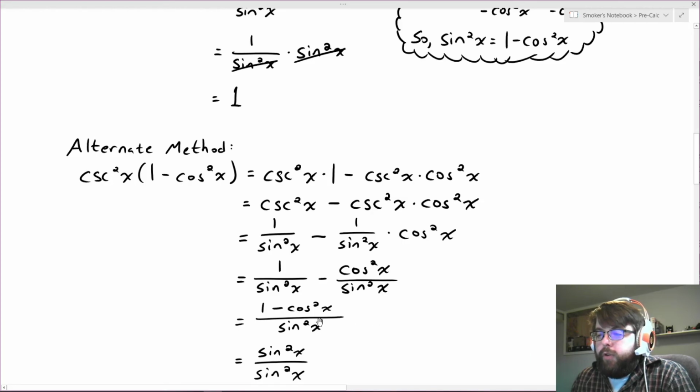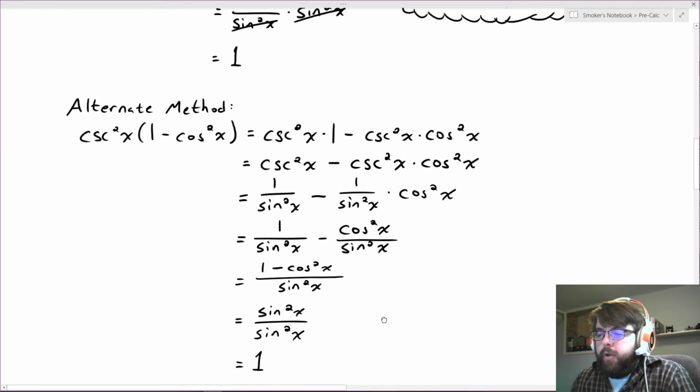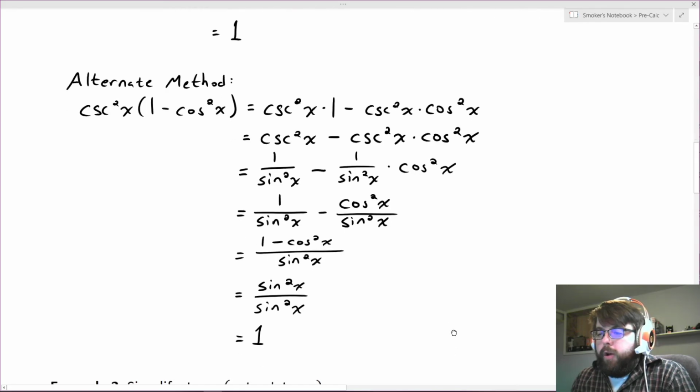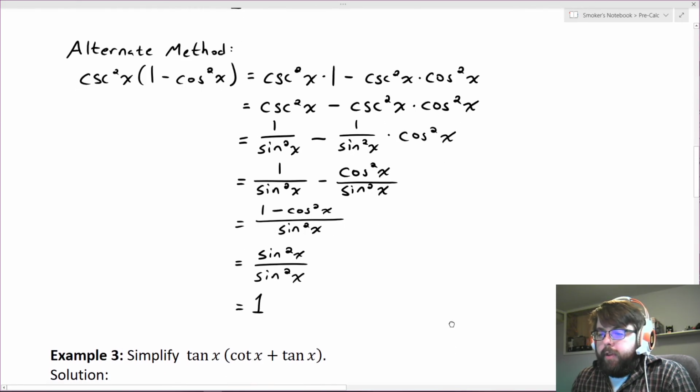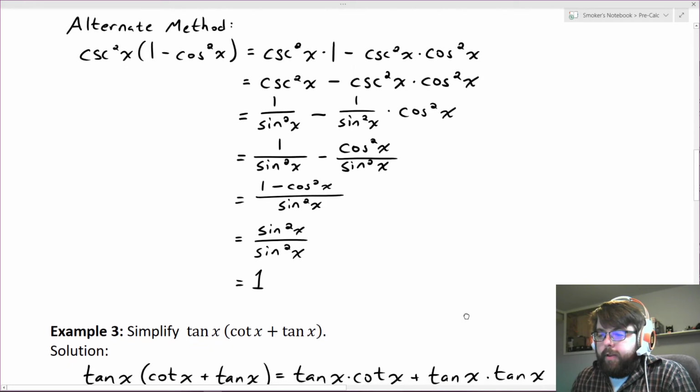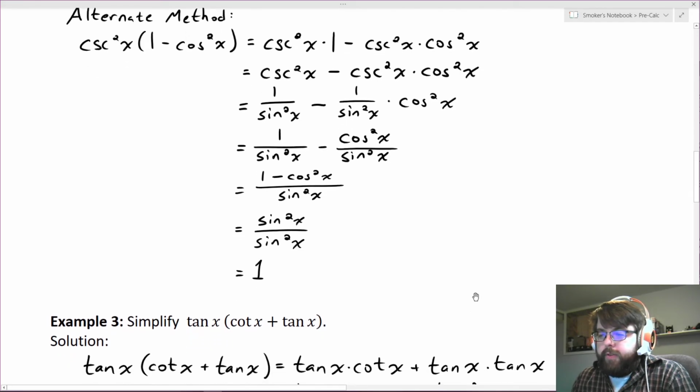But if you do figure that out, and you know that, and you're working through this, and you just happen to work through it this way, you'll get to this point, and the 1 minus cosine squared will go to sine squared, and we have sine squared over sine squared, which is 1. So both methods work and give you 1. Hopefully this is making sense. Of course, send me any questions if you have any.